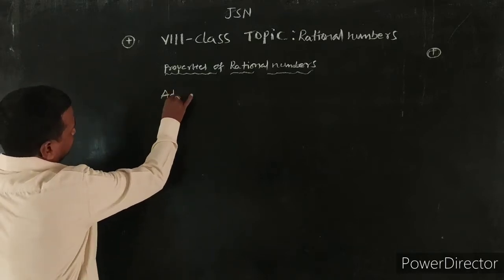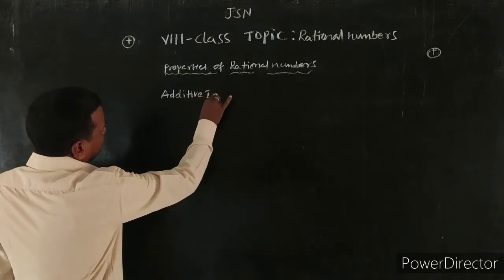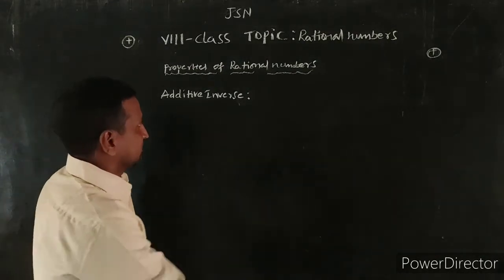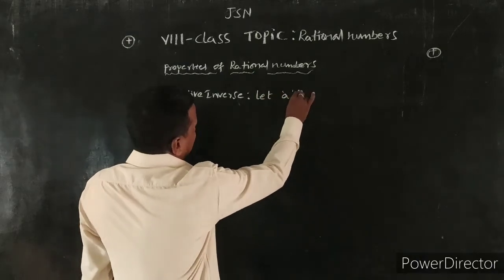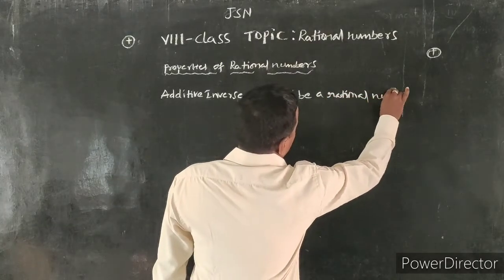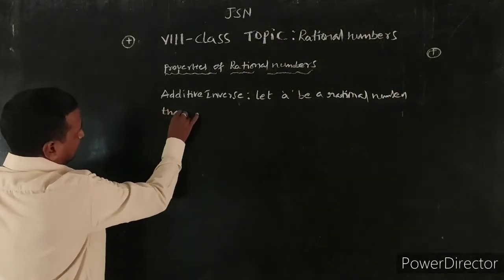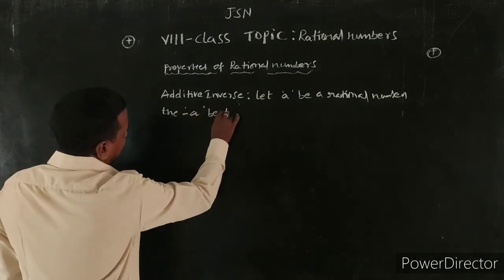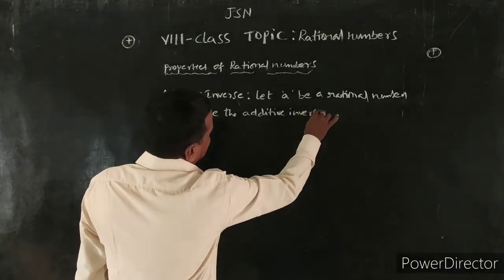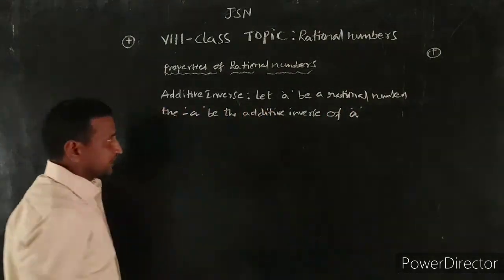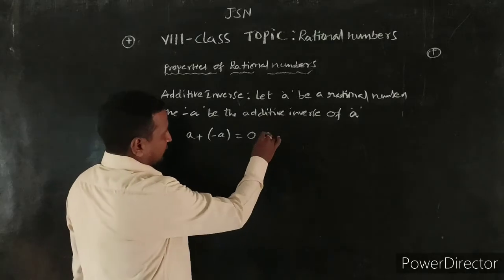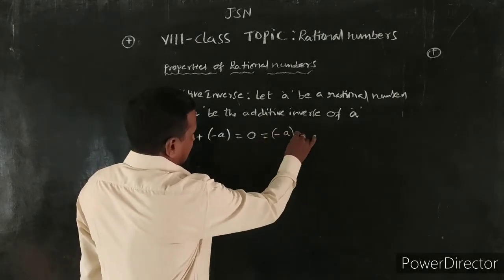Additive inverse of rational numbers. Let A be a rational number, then minus A is the additive inverse of A, because the sum of A plus minus A equals 0, which equals minus A plus A.